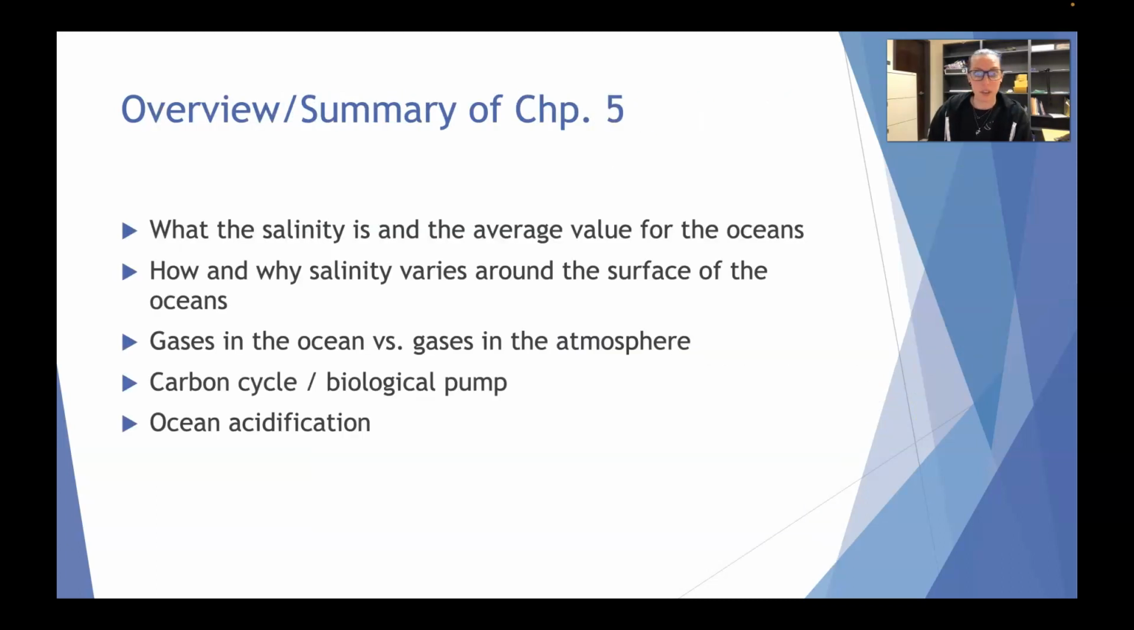So overall, there it is, chapter 5. We've already breezed through a whole other chapter, which is pretty wild, right? So I told you that these two would be quick. And then we'll jump into the atmosphere. So things that we covered in this chapter include what salinity is and the average value for the oceans, how and why salinity varies around the surface of the oceans, the gases that are in the ocean versus the gases that are in the atmosphere, and then finished up with the carbon cycle, biological pump, and ocean acidification.